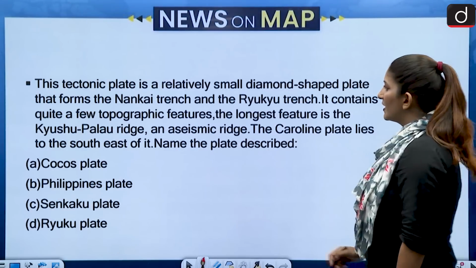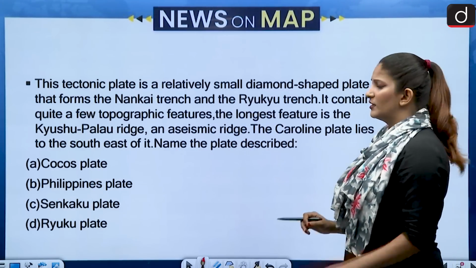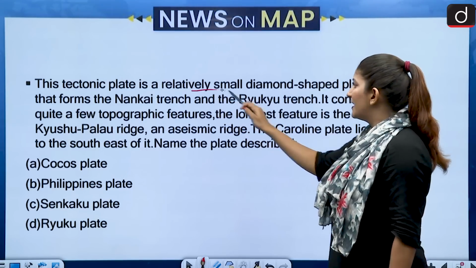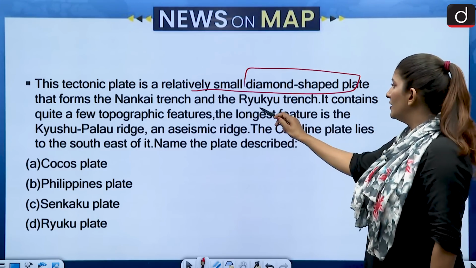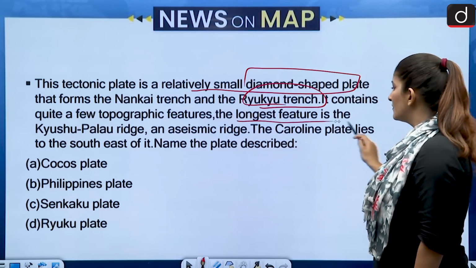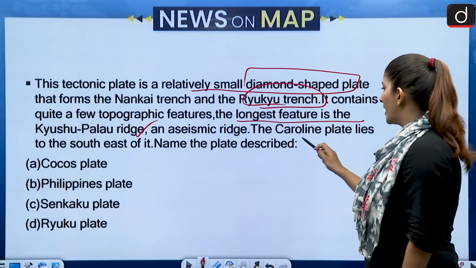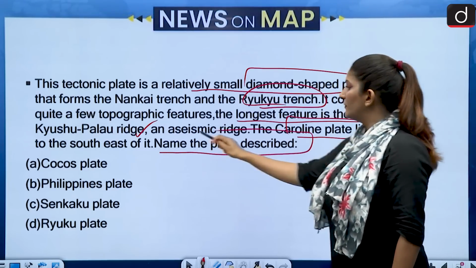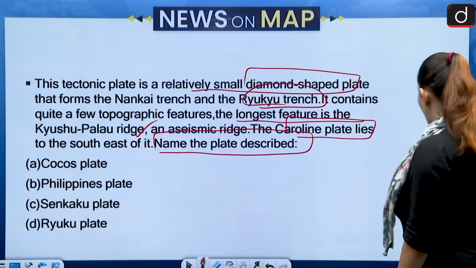This question is asked because of the earthquake that has been registered in Taiwan. There are two questions with respect to earthquakes. Let's see which ones. This tectonic plate is a relatively small diamond-shaped plate, and it forms the Nankai Trench and the Ryukyu Trench. It contains quite a few topographic features, and the longest feature is the Kyushu-Palau Ridge, which is an aseismic ridge. The Caroline Plate is to the southeast of it, and we have to name the plate that has been described. Cocos, Philippines, Senkaku, and Ryukyu.